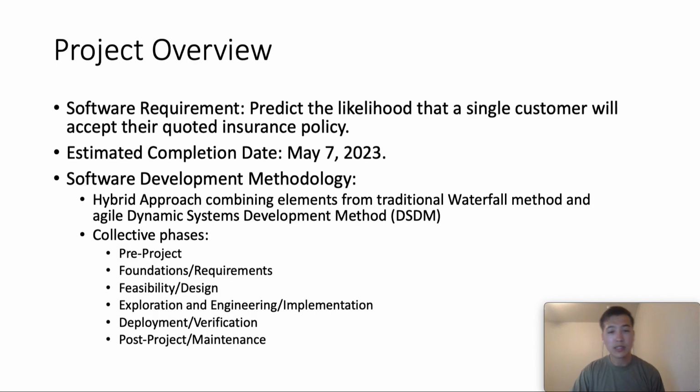A couple of weeks ago, in a stakeholders meeting, the executives within the agency requested that the machine learning team develop a new software requirement that predicts the likelihood of customers accepting their quoted insurance policy. At the time, insurance agents could only view when a customer requested a quote, and they followed up by reaching out to the customer based on previous experience and where the customer was placed in the queue.